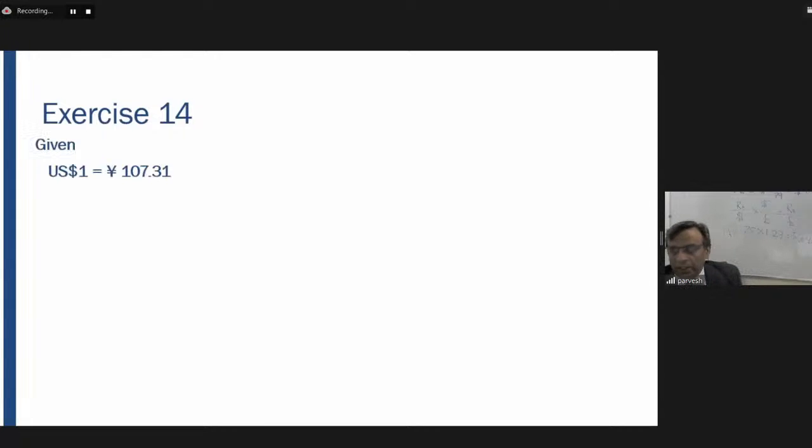So I'll do this exercise while explaining you on the board. I mean, not on the board, but through this PPT. So these are the things which are given. These are the three quotations which are given to you. US dollar, $1 US is equal to 107.31 yens. 1 pound is equal to 1.26 US dollars. And 1 Australian dollar is equal to 0.70 US dollars. So these three quotations are given.